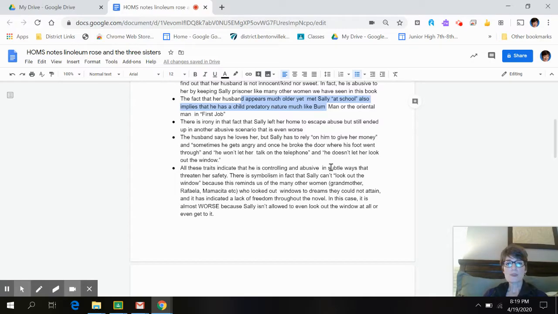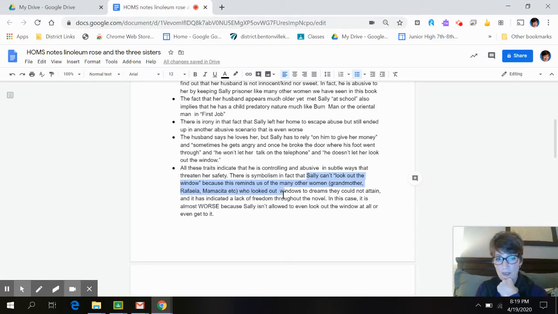There is a lot of symbolism in the fact that she can't even look out the window, and that should remind you of looking back to the other women in the book who have all looked out their window, including Rafaela leaning out the window. And we had great-grandmother Esperanza resting her sadness on her elbow, looking out the window her whole life. And then Esperanza saying she didn't want to do that.